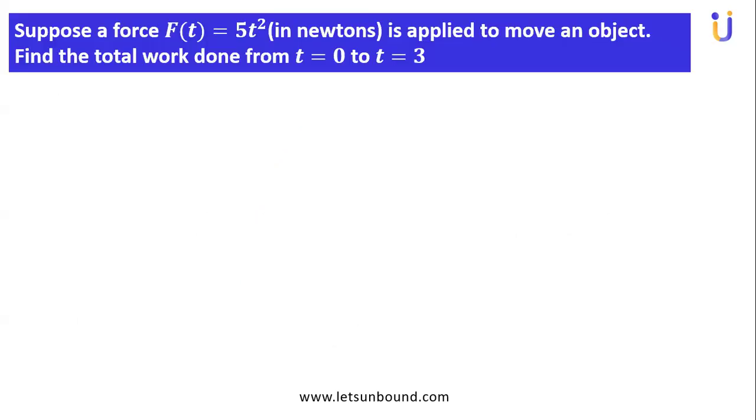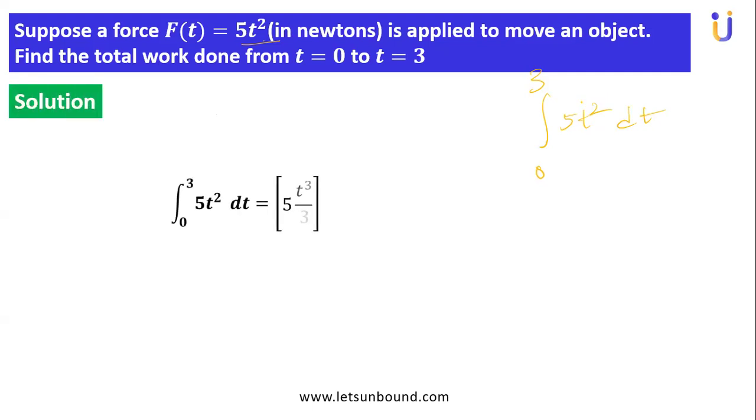And we have a simple example. Suppose a force is applied to move an object. Find the total work done from t equals 0 to t equals 3. This is a rate function. If you integrate this, you can find the work done. So it's very simple. Integral from 0 to 3 of 5t square dt. And simple integration. Plugging in the values, you get 45. So the total work done is 45 joules.